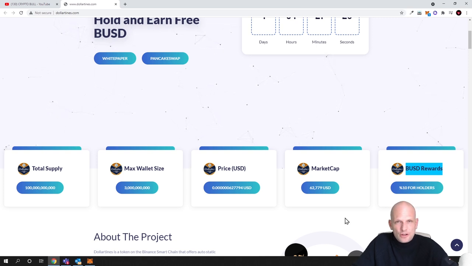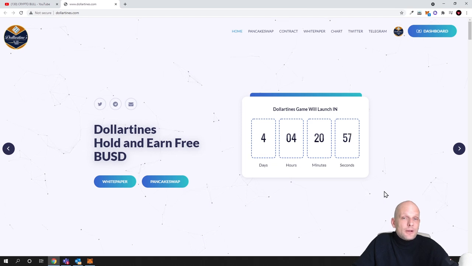So they hodl, they don't sell it straight away, because if they sell straight away, they will also be losing part of their tokens on buy and on sell, because each transaction charges 10%, guys. And this 10% goes to those people who are hodling these tokens. So if you buy these Dollartines tokens and you are hodling them, you are able to make profits.